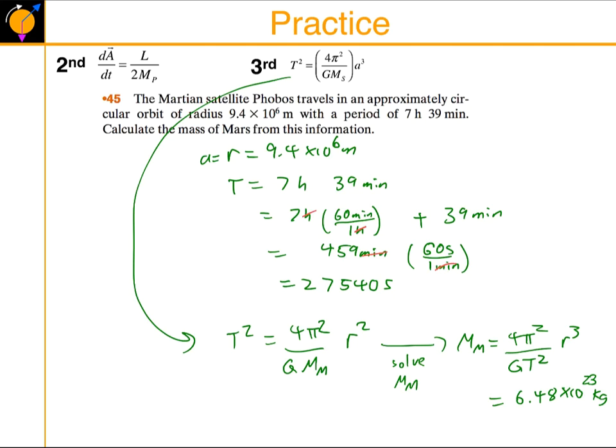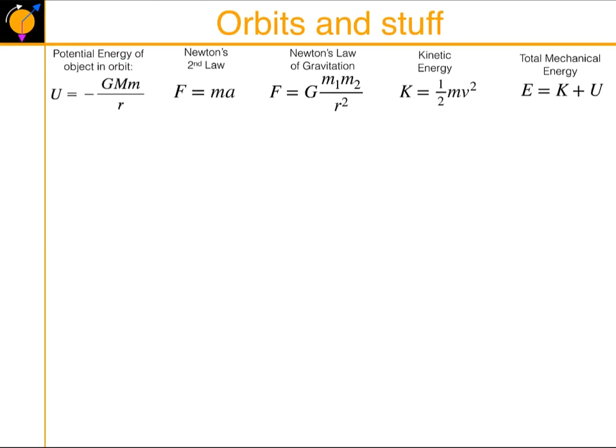So that's approximately correct. Using telescopes, you could try to measure the period of the orbit of Phobos around Mars, and then find some other way to measure the orbital radius, and you could use that to estimate the mass of Mars. So next, what I'd like to do is something slightly different.